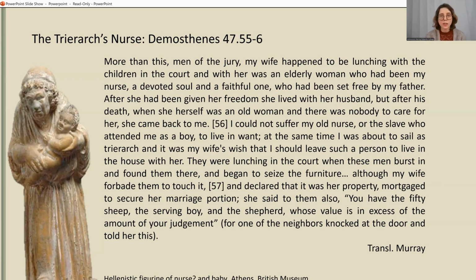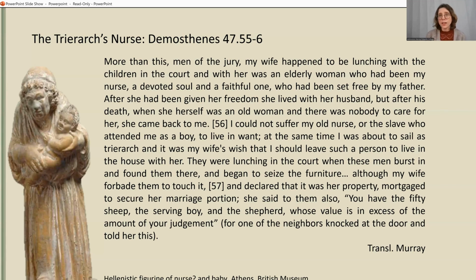He tells the jurors, the speaker, who is usually referred to as the trierarch because we don't know his name, but that was an office that he filled, that she was a devoted soul and a faithful one who had been set free by my father. He says after she had been given her freedom, she lived with her husband, but after his death, when she herself was an old woman and there was nobody to care for her, she came back to me. I could not suffer my old nurse or the slave who had tended me as a boy to live in want. At the same time, I was about to set sail as trierarch, so commander of an Athenian warship, and it was my wife's wish that I should leave such a person to live in the house with her.